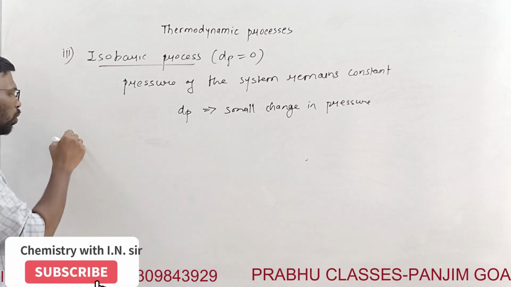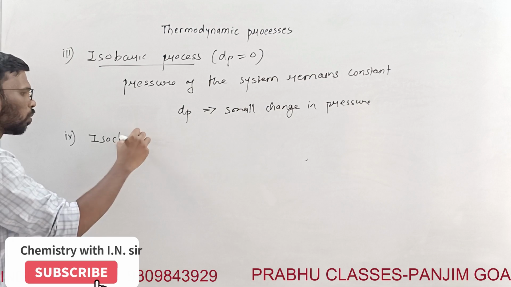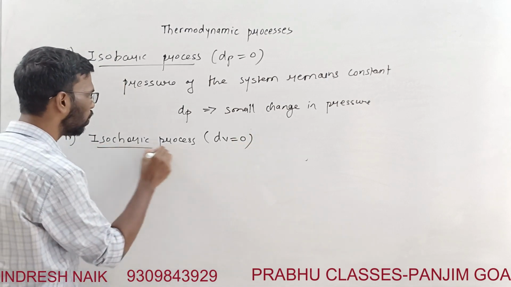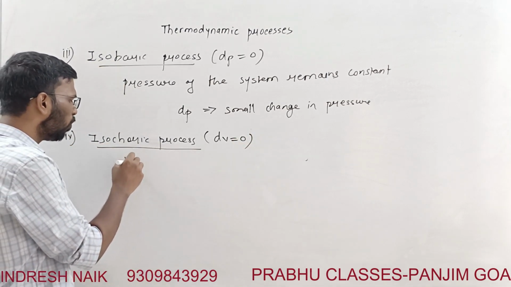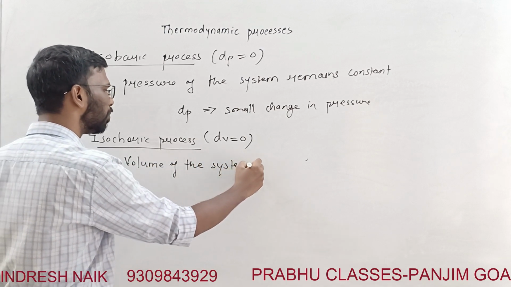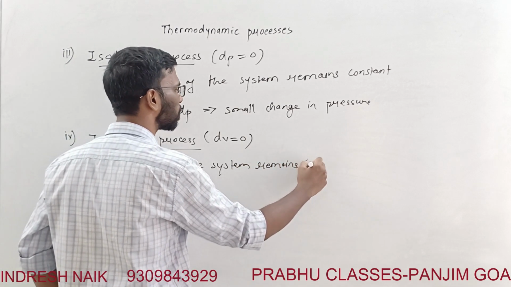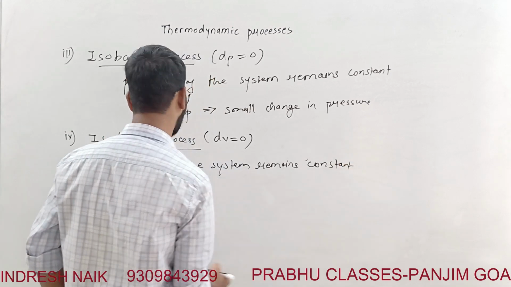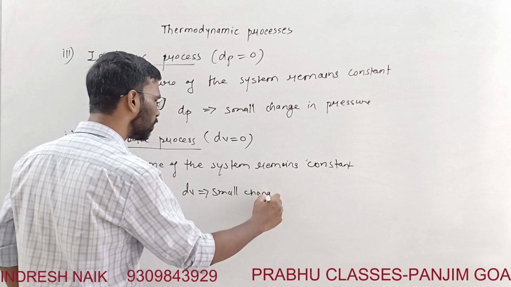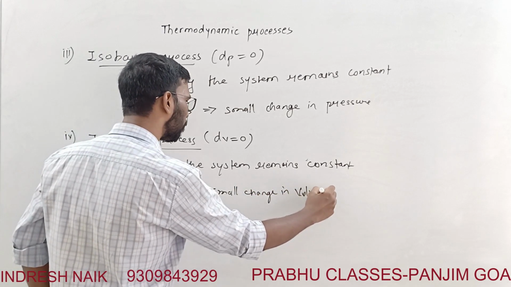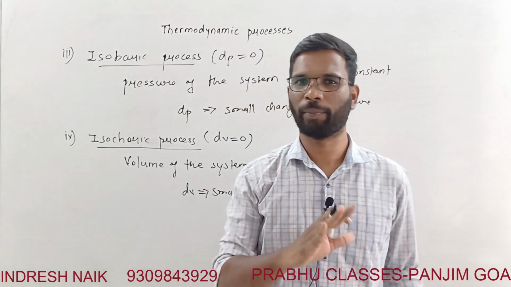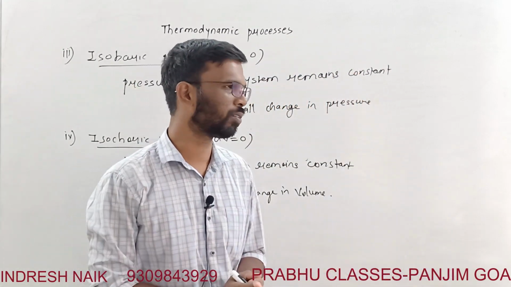And fourth is the isochoric process. In the isochoric process, dV, a small change in volume, is equal to 0. So in this process, the volume of the system remains constant. What is dV? dV is a small change in volume. So isobaric, isochoric, isothermal and adiabatic: these four processes are very important from the thermodynamic point of view.